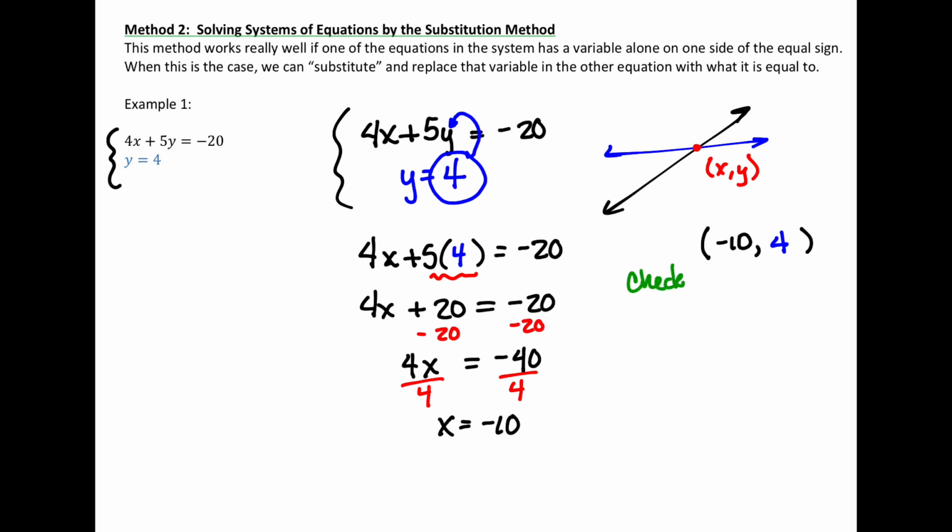Okay, so check in 4 times negative 10, the first equation, sorry. 5 times 4 equals negative 20. We want to see if this is true. So we get negative 40 add 20. Sure enough, it is negative 20. That's true.